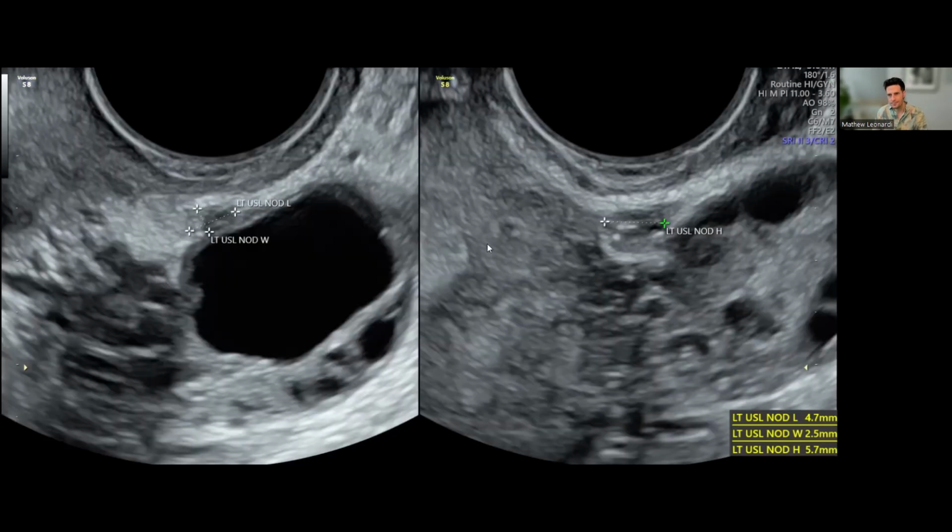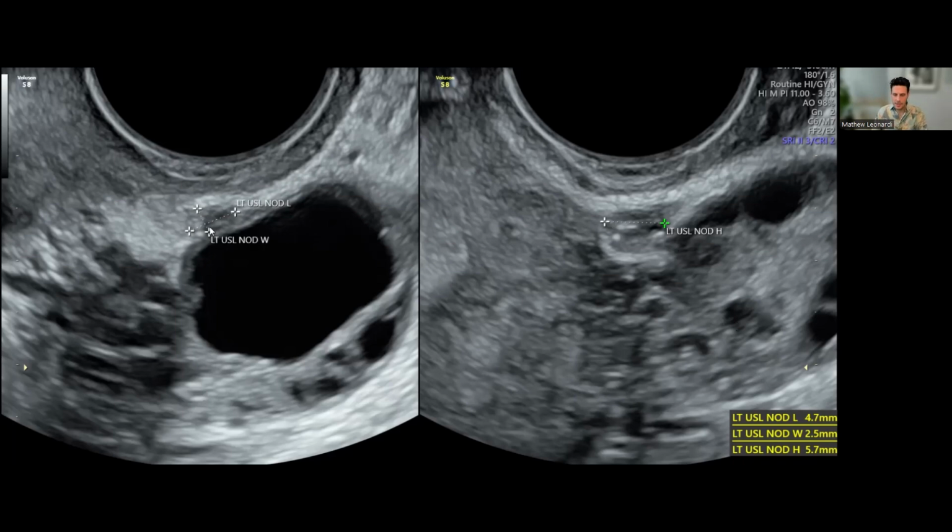Moving on to the left uterosacral ligament. So we have that ovary very close there. And here's the measurement of the left uterosacral ligament. Again, think a little bit about how small some of these things are that we can see and what we used to believe that we could or couldn't see. We're seeing really small deposits of endometriosis here.